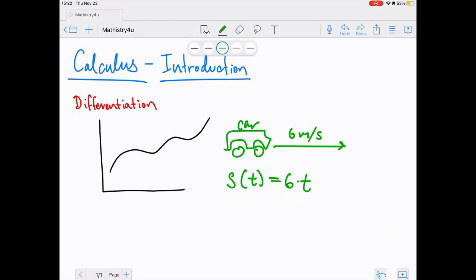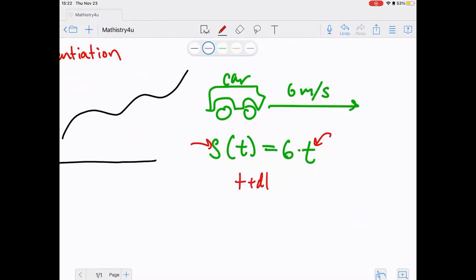Now, let's say we differentiate this function with respect to t. When we're differentiating with respect to t, that means we find how s changes as we change t by an infinitesimally small quantity. So let's say we increase time by a very, very small quantity. That quantity is called dt. So we're going to get 6 times t plus dt, right? And we can expand this and treat dt just like any other variable. So we get 6t plus 6 dt.